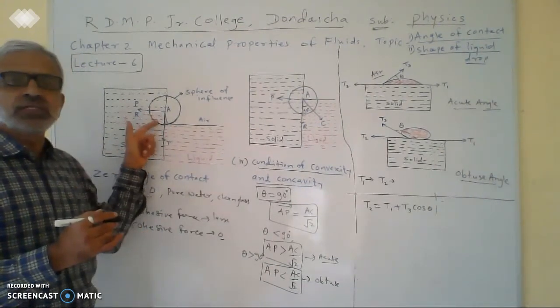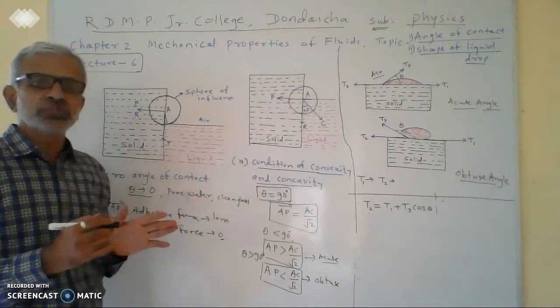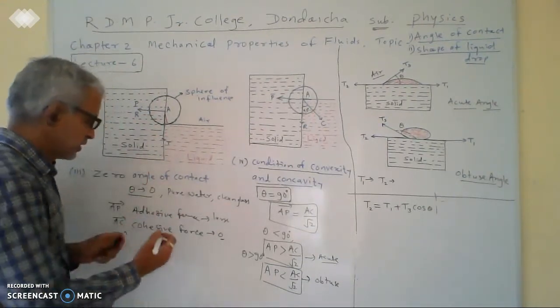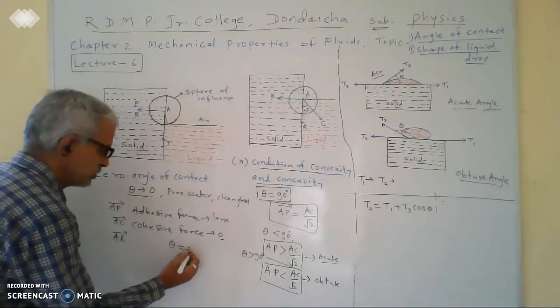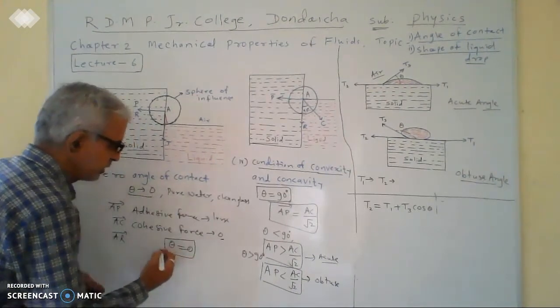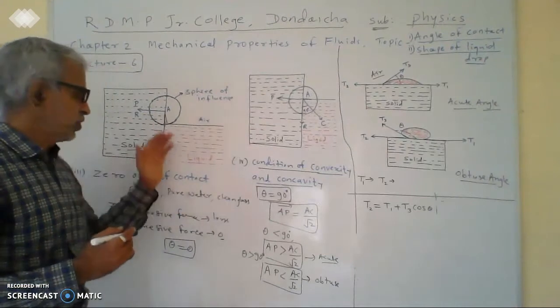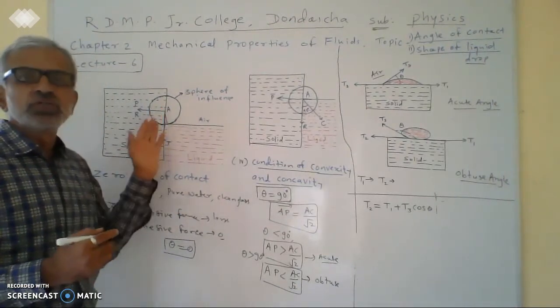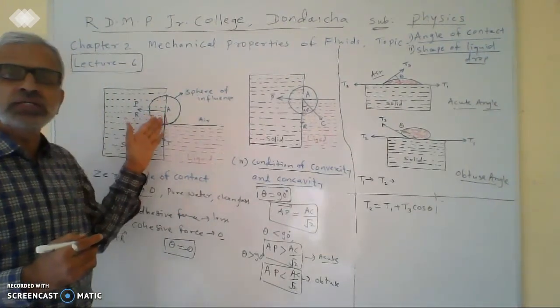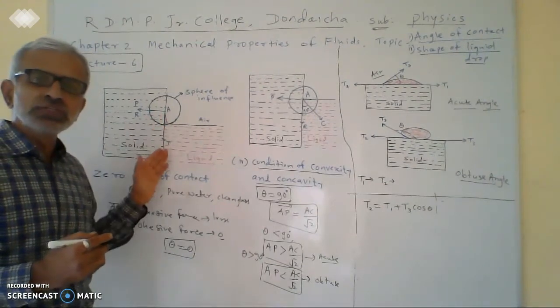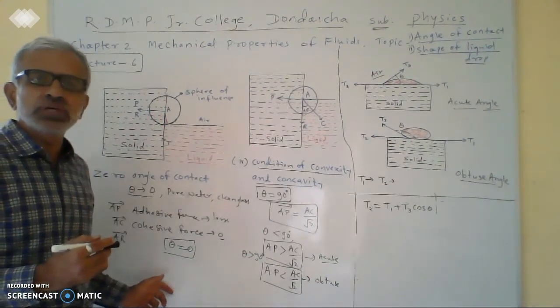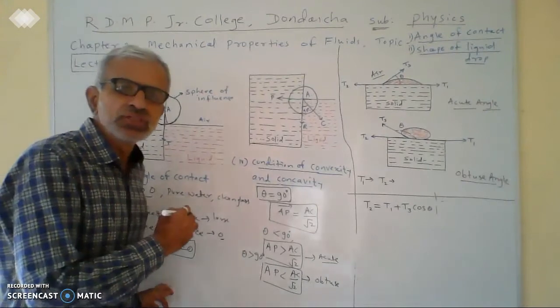This tangent will lie on the solid surface, and because of this angle of contact will be 0. How do we measure angle of contact? Angle of contact is measured from the surface of the solid to the tangent. Now here tangent is on the solid surface, and therefore angle of contact is 0, and this is the explanation of the angle of contact.